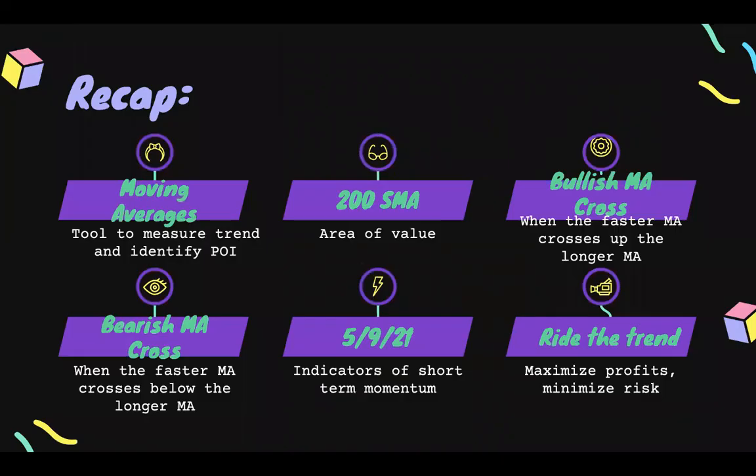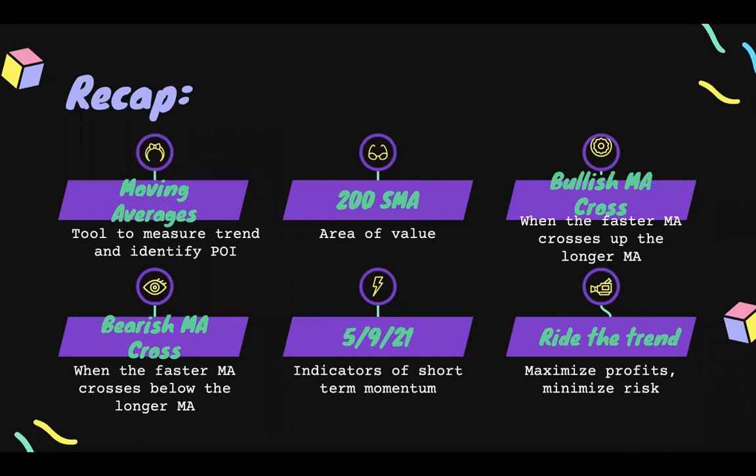So just a recap: moving averages are tools to measure the trend and identify points of interest. 200 SMA, area of value. 50 SMA, medium to short-term trend. Bullish MA cross: when the faster moving average crosses up through the longer-term moving average, that is a bullish shift in momentum. So when the 20 crosses up the 50, or when the 100 crosses up the 200, or when the 9 crosses up the 21. And then vice versa for the bearish moving average cross.